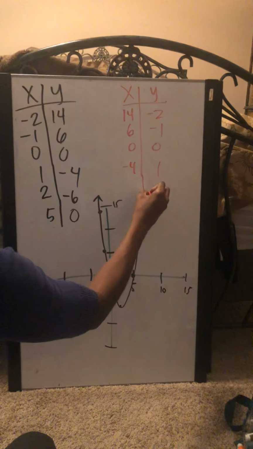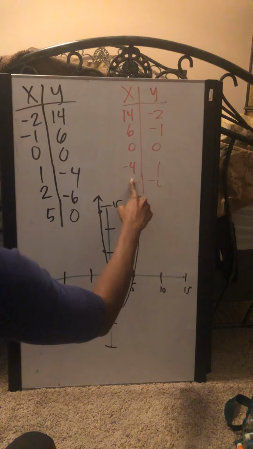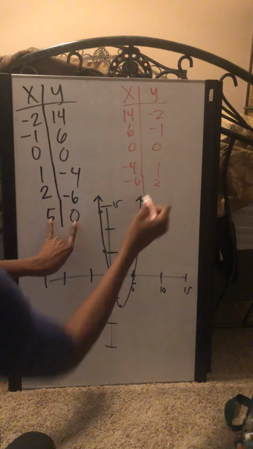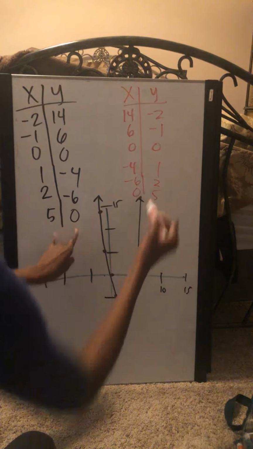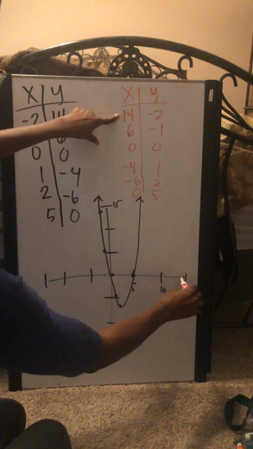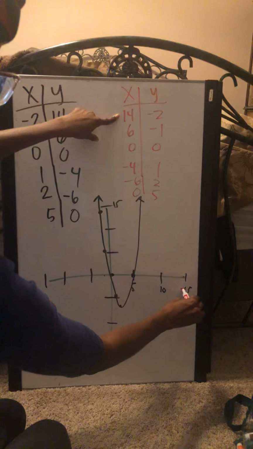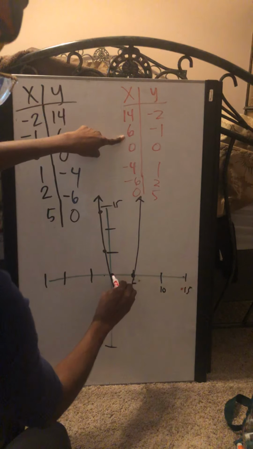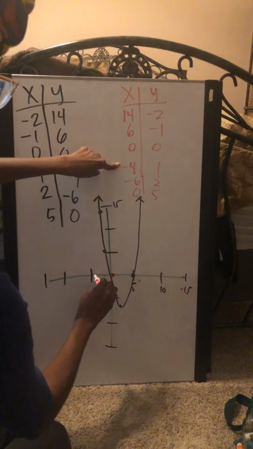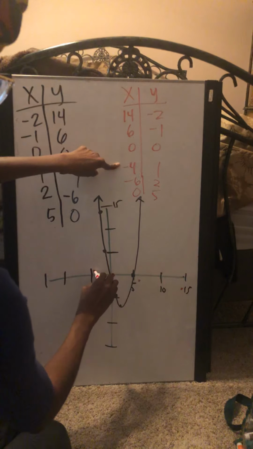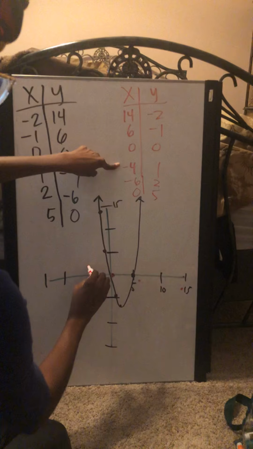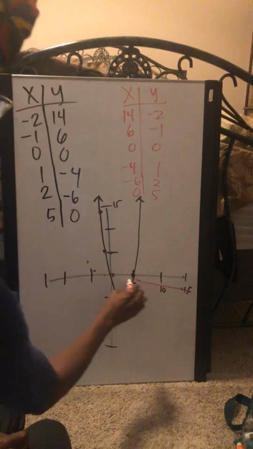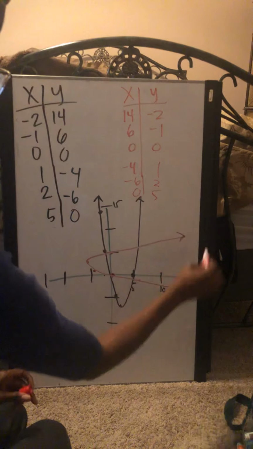All right, now if we do the next one, I'm going to go ahead and add those other numbers we had. Oops, remember we had to flip them. So now instead of 2, negative 6, we're going to have negative 6, 2. Instead of 5, 0, we're going to have 0, 5. So if I graph these, 14, negative 2, we're here. 6, negative 1, we're here. 0, 0, we're here. Negative 4, 1, we're here. Negative 6, 2, we're here. And 0, 5, we're here.